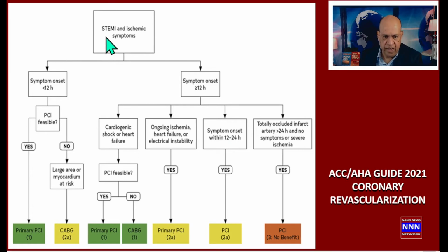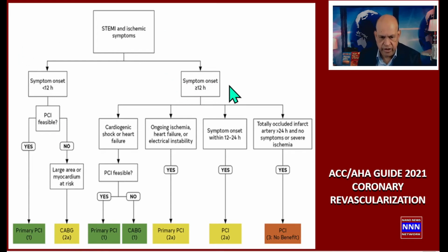Let's say we're dealing with a STEMI patient with ischemic symptoms who comes to the hospital with chest pain, has EKG changes, and has ongoing symptoms. The symptoms are less than 12 hours. PCI is feasible. Let's do the PCI. It's a class 1 indication. If PCI is not feasible and a large area of myocardium, we are talking about 20-30% of the myocardium, is at risk, then consider CABG, which is a 2A indication.